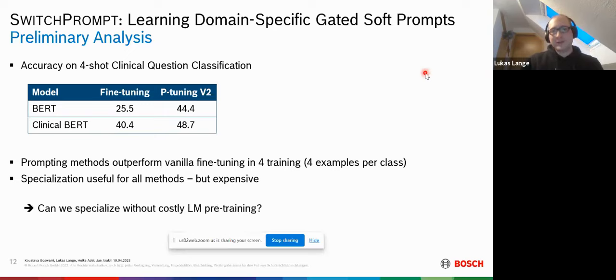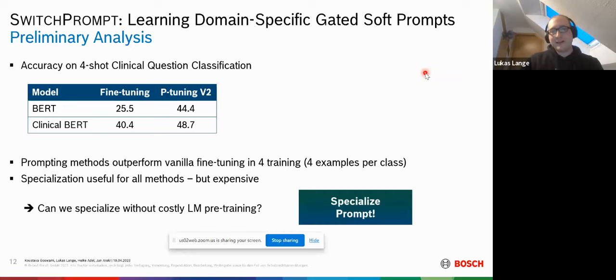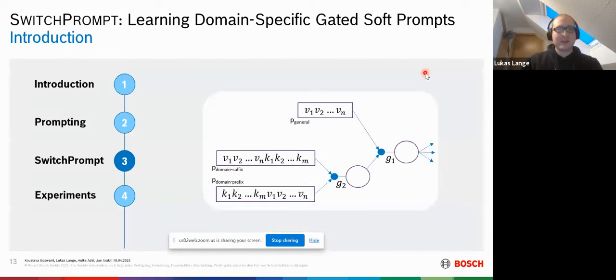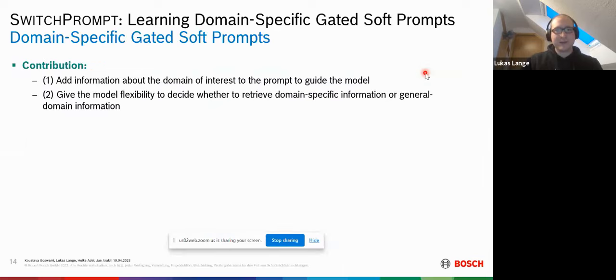So the question we tackle with SwitchPrompt in the end is, can we basically specialize the language model without the LM pre-training step? And the answer is that we specialize the prompt instead of the model. So we provide a domain-specific prompt to a general domain model and want to achieve the same performance compared to a domain-specific model. And that's the whole essence of SwitchPrompt. The general SwitchPrompt architecture is here on the right, but I will show you this in more detail now.